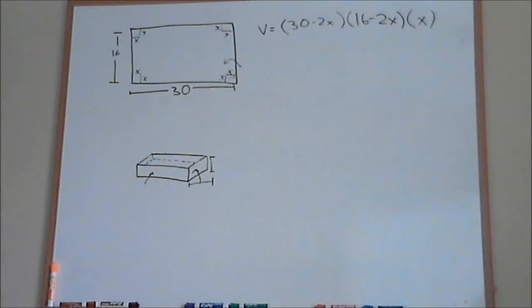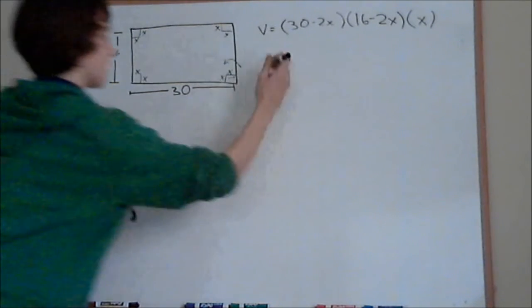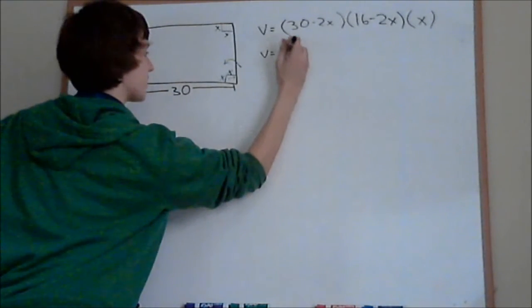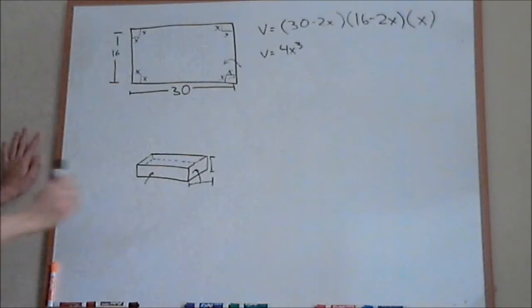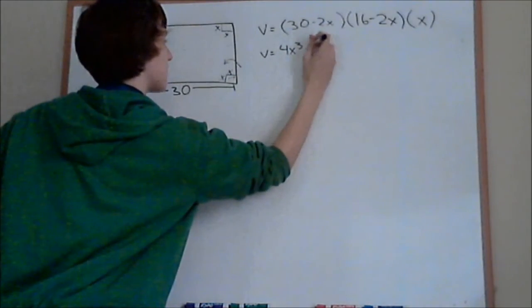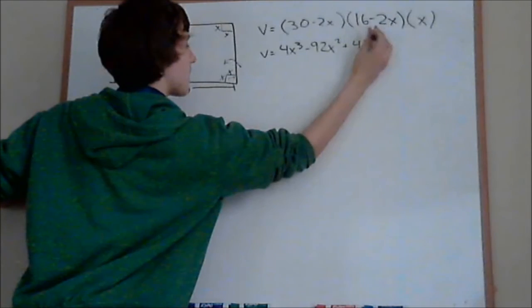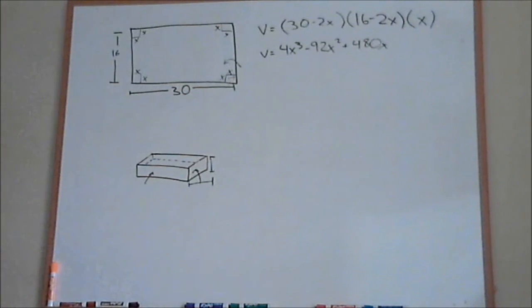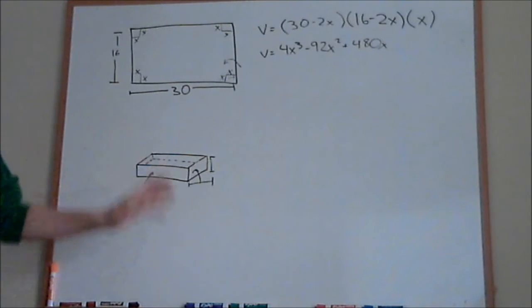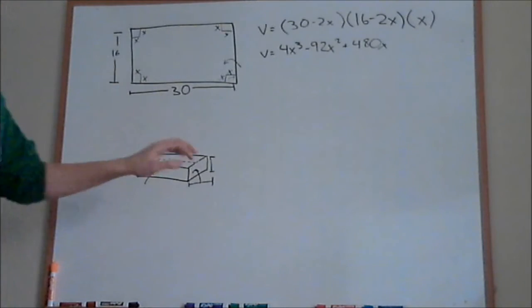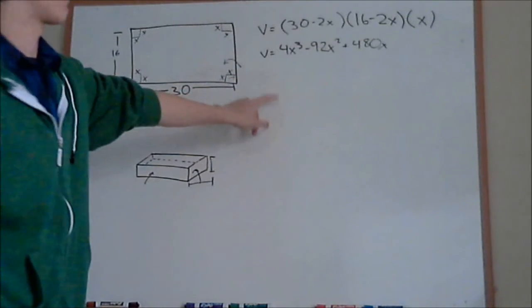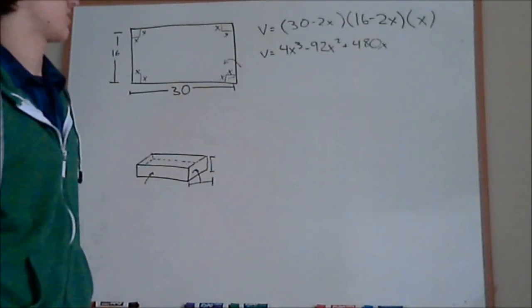Now when we multiply this out, we get 4x cubed minus 92x squared plus 480x. So this is what we get when we FOIL it all out. And now, what we need to do in order to hunt for critical points and find the maximum is take the derivative of this, and that'll be pretty simple. It's just using the power rules.